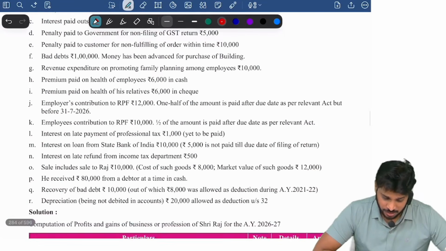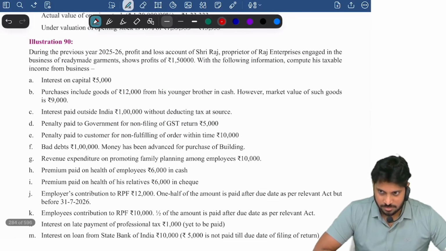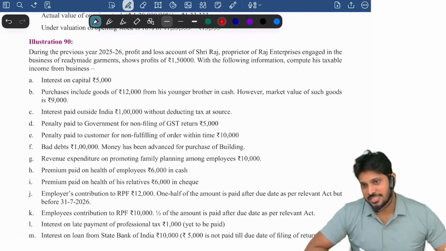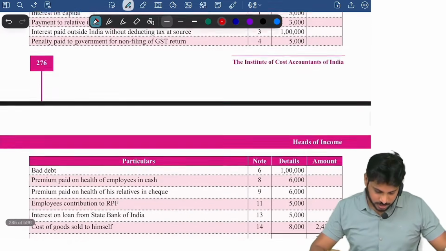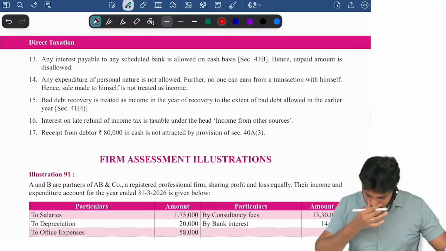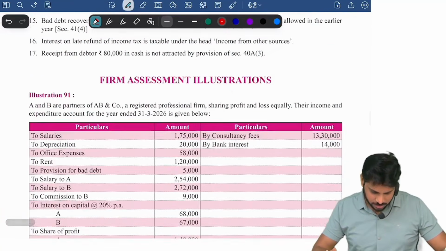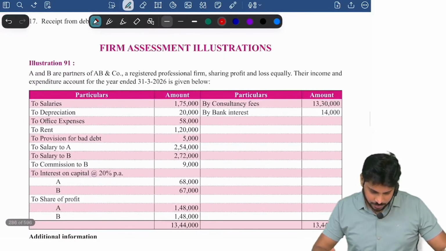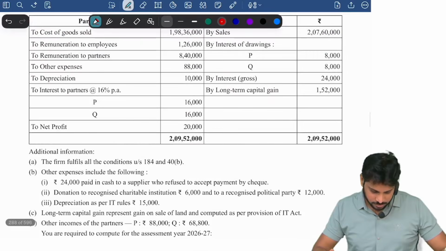Illustration 90. Wow, so much. So good actually problems were. Huh? Just 5 minutes gap. Yes. The last question in the PGBP, 90. I think with this the question will be over, right? Oh, there are more. 90. Then we have form assessment illustration. Okay, 91 is there, 92 is there.